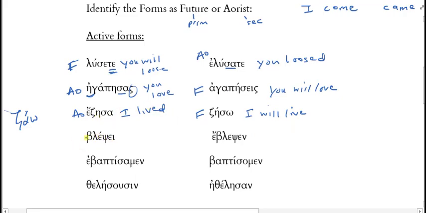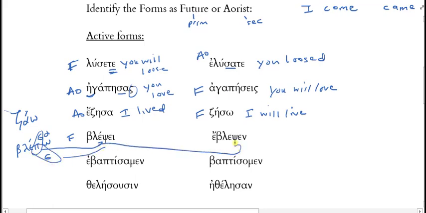Future or aorist? Future. There's no augment, right? And the lexical form is blepo. What has happened to my P? Yeah, when I add the P and the sigma alpha, those become C, right? And if I add just a sigma for the future, that becomes C. I'm sorry, I should have gone over here. Okay, so this is future.